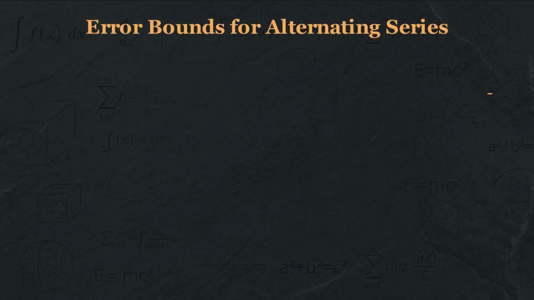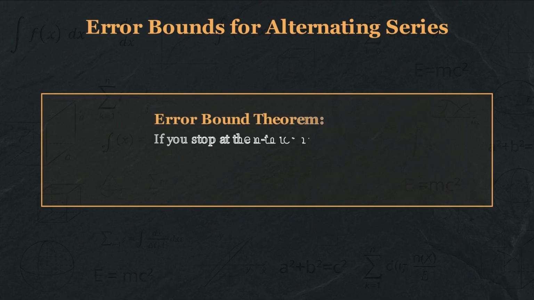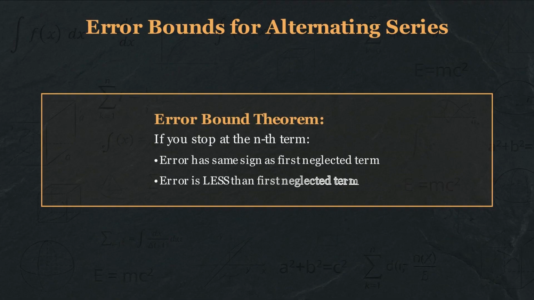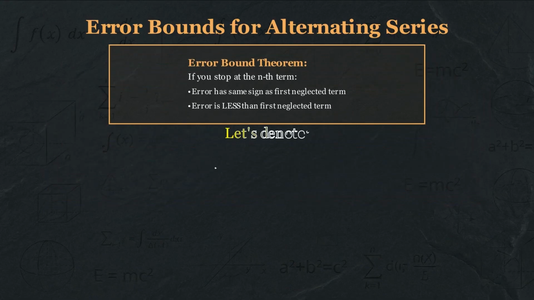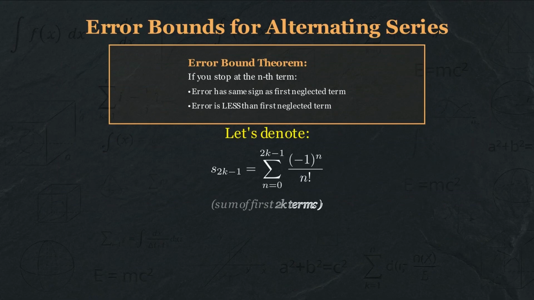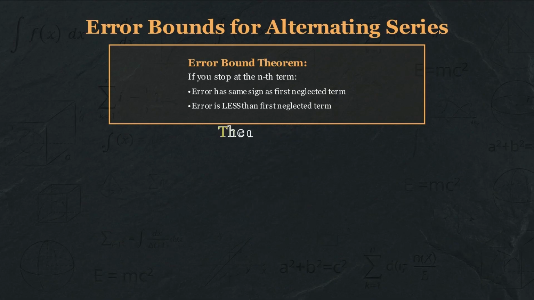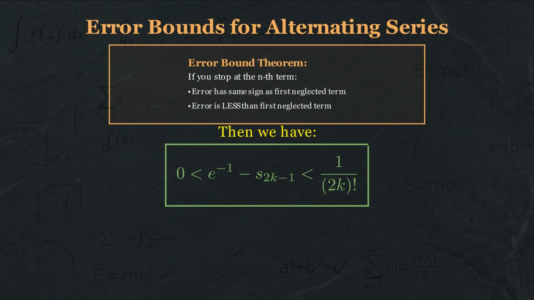Error bounds for alternating series. For such alternating series, there's a beautiful error-bound theorem. If you stop at the nth term, the error you make has the same algebraic sign as the first neglected term, and is less in absolute value than that first neglected term. Let's denote s sub 2k minus 1 as the sum of the first 2k terms. Then we have 0 is less than e to the negative 1 minus s sub 2k minus 1, which is less than 1 over 2k factorial.